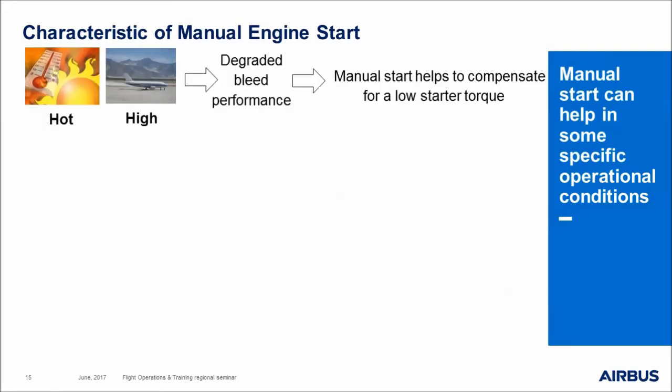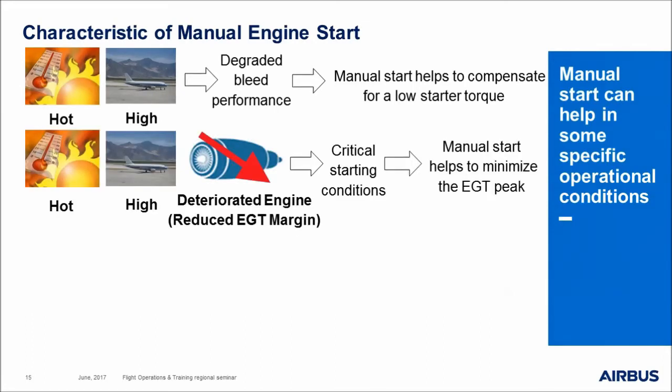In hot or high conditions, which are critical because they degrade the bleed performance, manual start helps to compensate for a low starter torque that results from a low bleed pressure. In hot or high conditions with a deteriorated engine that has a reduced EGT margin, the starting conditions are made critical. The manual engine start helps to minimize the EGT peak.